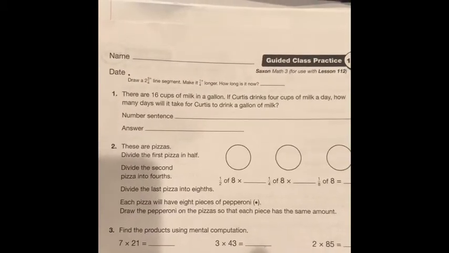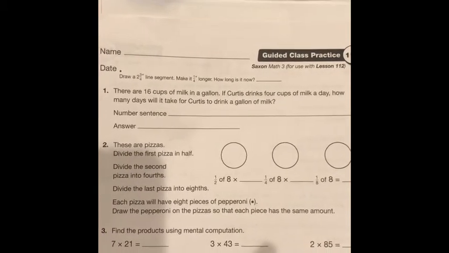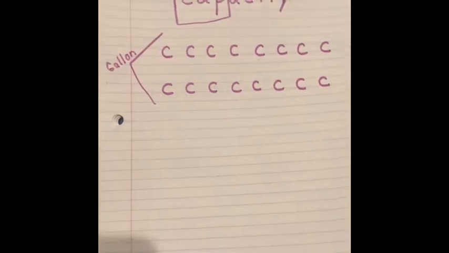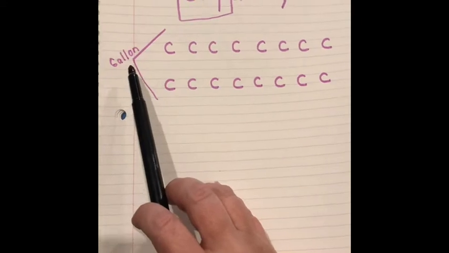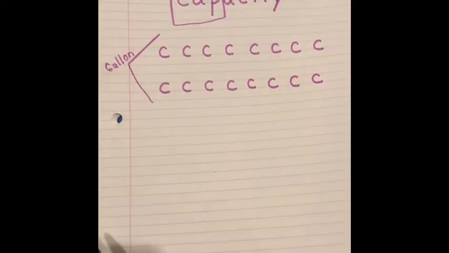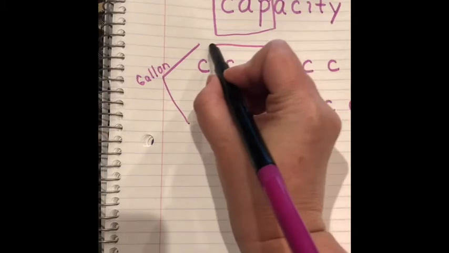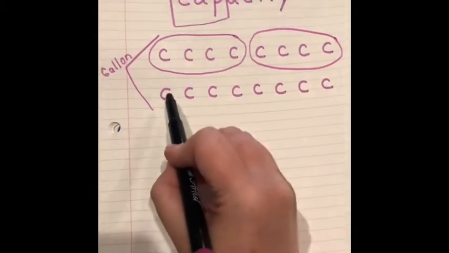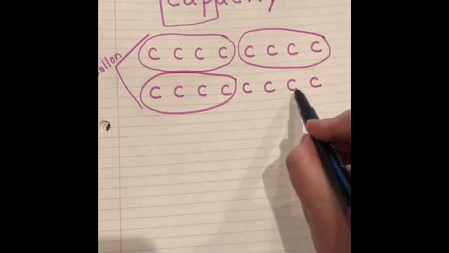So number 1 says there are 16 cups of milk in a gallon. If Curtis drinks 4 cups of milk a day, how many days will it take for Curtis to drink a gallon of milk? So I've drawn 16 C's to represent the 16 cups that are in a gallon. Every set of 4 cups is a day that he drank milk. So 1, 2, 3, 4, there's a day's worth of milk. 1, 2, 3, 4. That's 2 days worth of milk. 1, 2, 3, 4. There's another day. And 1, 2, 3, 4.